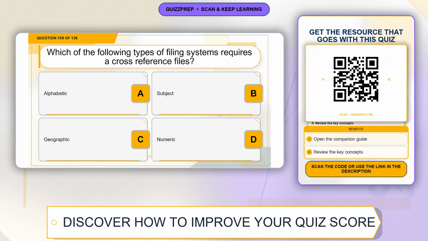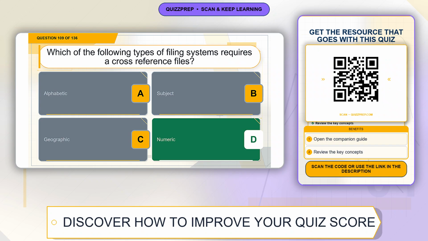Question 109. Which of the following types of filing systems requires a cross-reference file? Option A, alphabetic. Option B, subject. Option C, geographic. Option D, numeric. The correct answer is option D, numeric.